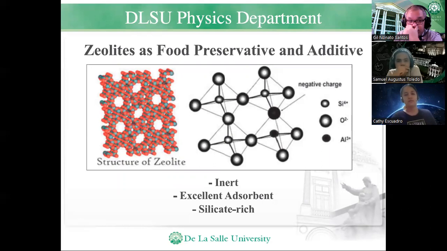So this is the structure of our zeolite. Zeolite is present as a natural resource of the Philippines. It's available in the northern part of the country, in Pangasinan. You notice that there are holes in the structure of zeolite. According to literature, this is where, for example, heavy metals are trapped if it is used to filter water. It is an inert material made from silicon, oxygen, and aluminum with a negative charge valence, and an excellent adsorbent. It is made of silicate.